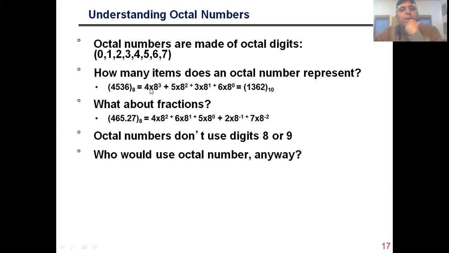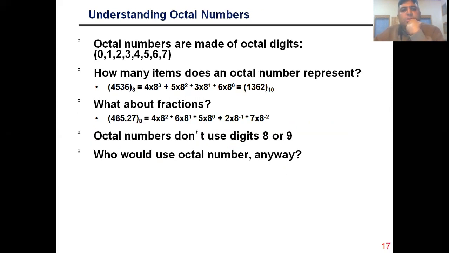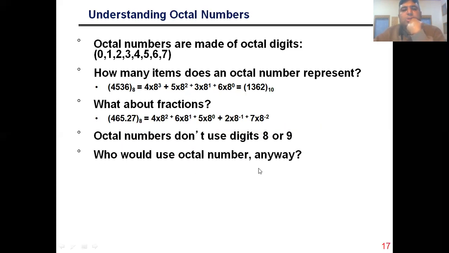So if we add all of these and evaluate their products, we will get 1362, which is the decimal equivalent of this octal number. So here we are basically breaking up an octal number and evaluating its decimal equivalent. What about fractions? Fractions are similar to the last slide, basically what we did in the last slides. The only difference is the base is 8. In the last slide there was base 10, and in this slide there is base 8.